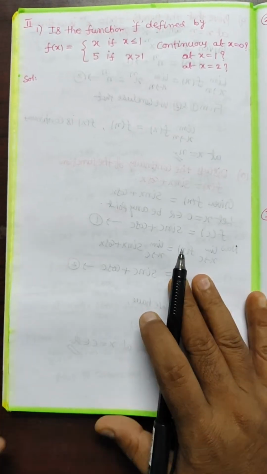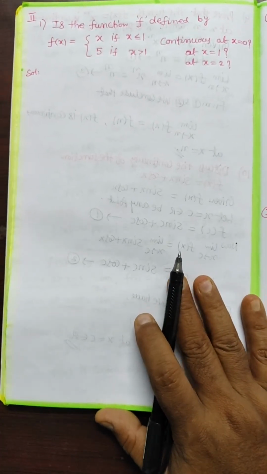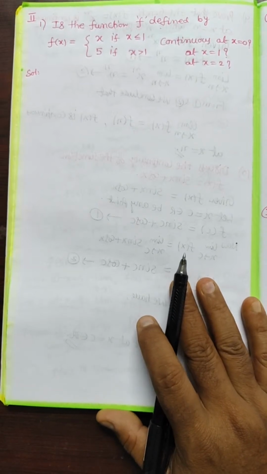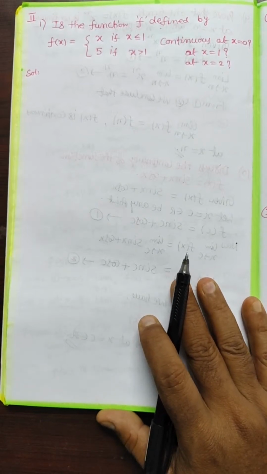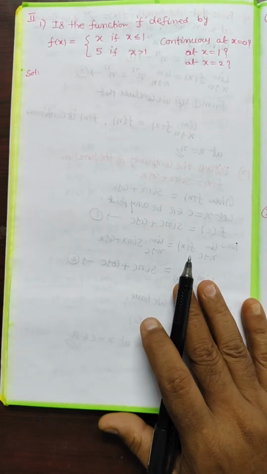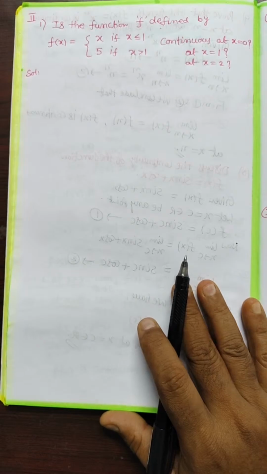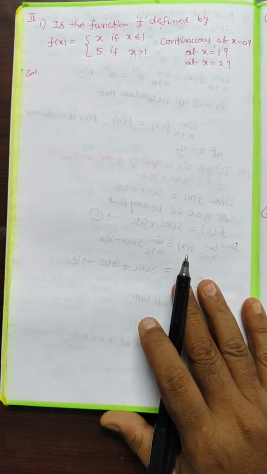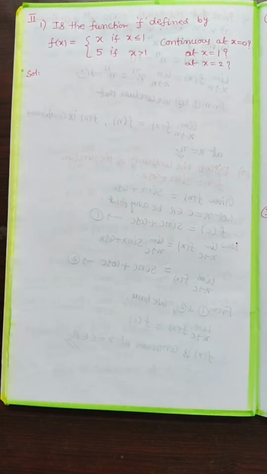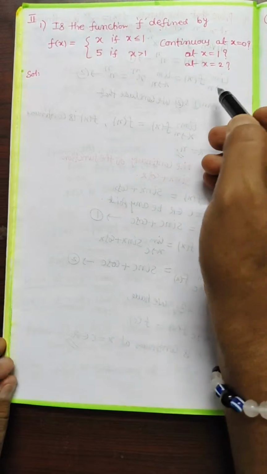In this video, yesterday we completed the first bit of exercise 5a. Now we enter into the second bit. Is the function f defined by f of x equals x if x is less than or equal to 1, 5 if x is greater than 1, continuous at x equal to 0, at x equal to 1, at x equal to 2? So we need to verify at these 3 points.